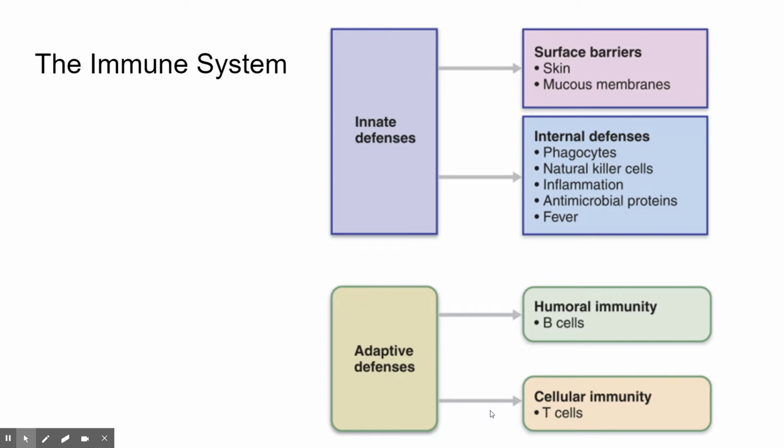Innate defenses are kind of like the first line of defense. This is something that you are born with. The adaptive defenses are specific kinds of defenses that you have built up over time as you've come in contact with different sorts of pathogens. A pathogen is just any kind of disease causing agent.